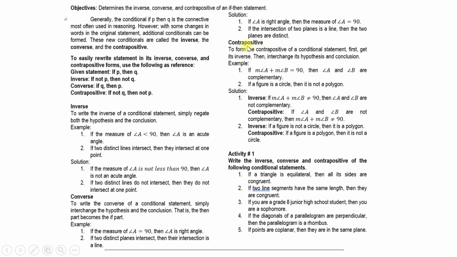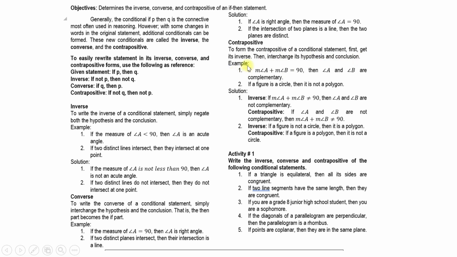Okay, again, the contrapositive: if not Q, then not P. Okay, we have the definition. To form the contrapositive conditional statement, first, get its inverse. Then, interchange its hypothesis and conclusion. Okay, first daw, atong kuhaon ang ijang inverse. Then human, atong i-interchange ang ijang hypothesis and conclusion.